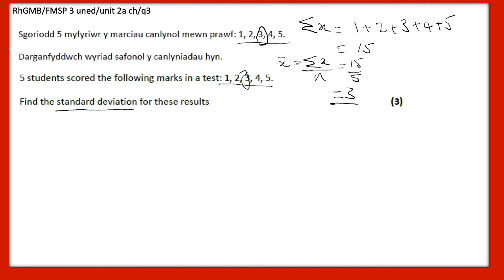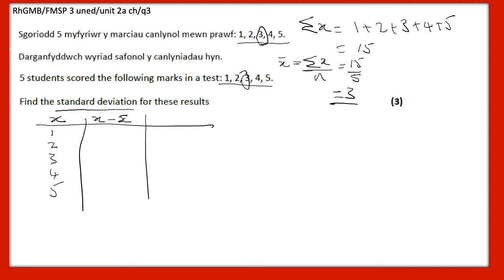Now, standard deviation, we want to know how far spread out from the mean is. So I would, in this particular case, probably draw up a table. And I've got my values 1, 2, 3, 4, 5. I'm going to do x minus x bar, the difference between my value and my mean. So it's going to be minus 2, minus 1, 0, 1, 2. And I can see the total of that is absolutely nothing, which doesn't help me. All right, so what I do in order to get rid of my negative signs is I square the whole lot. So I get 4, 1, 0, 1, 4.